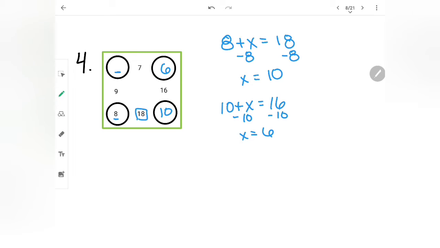Then we're going to solve for this last bubble. 6 plus x should be equivalent to 7. Subtract 6 from both sides, and x should be equivalent to 1. So we're going to erase that, put a 1.